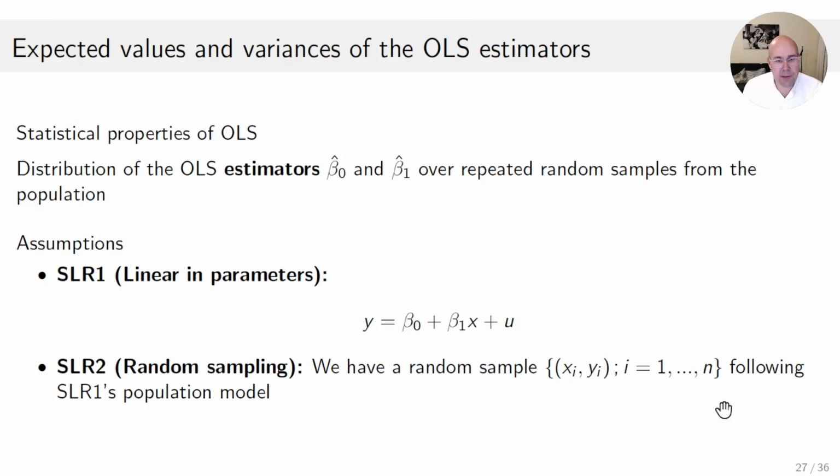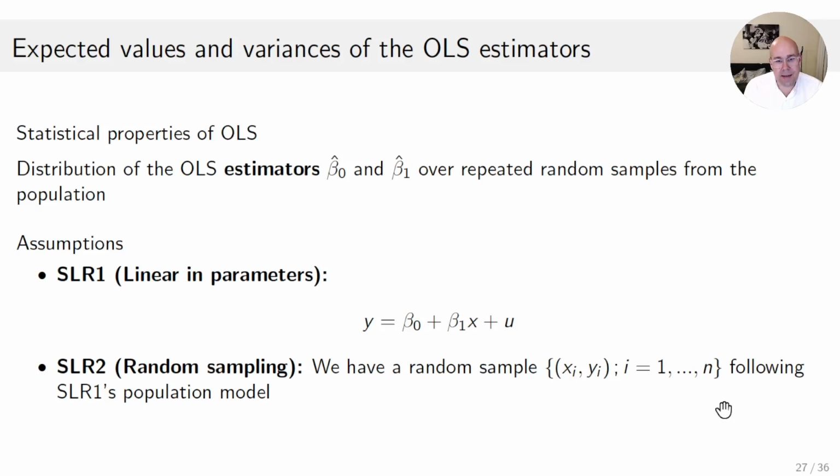So the first assumption we're going to formally make is that of linearity in the parameters. That is simply our functional form assumption that we have already seen: y is beta naught plus beta 1 x plus u. This assumption is going to be SLR1, simple linear regression model number 1.